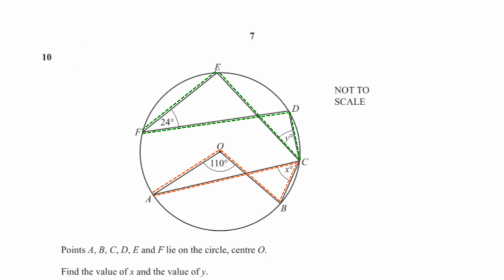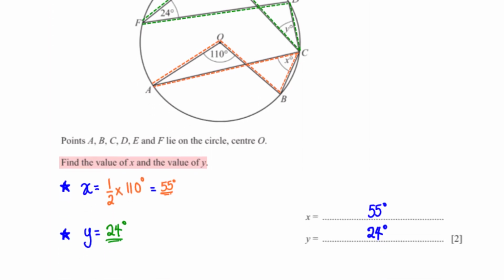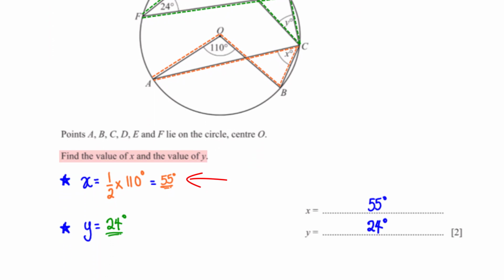Points A, B, C, D, E, and F lie on the circle center O. Find the value of x and the value of y. So to find the value of x, we know that the angle that chord AB subtends at the center O is twice the angle it subtends at the circumference. And so this means that x is equal to half of 110 degrees. And so that gives us x equals 55 degrees.